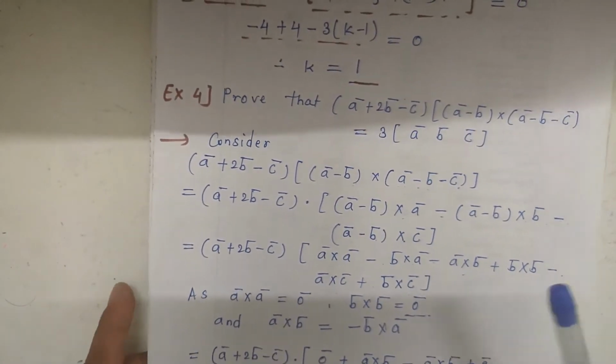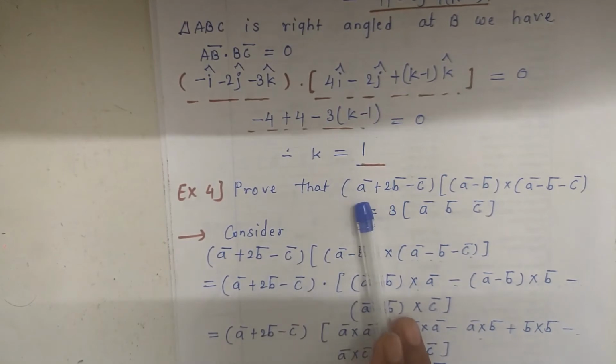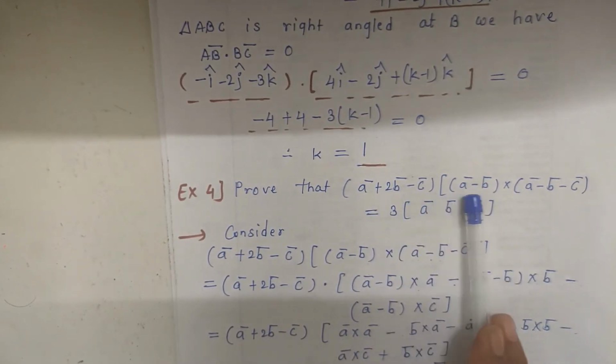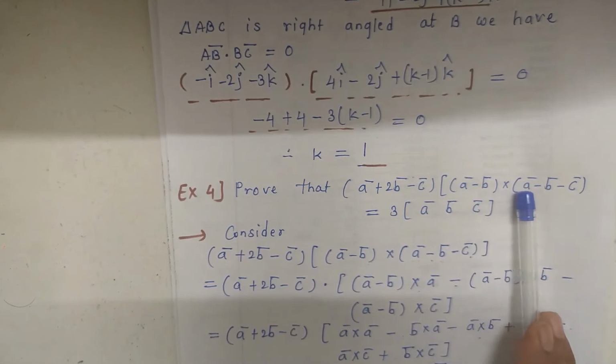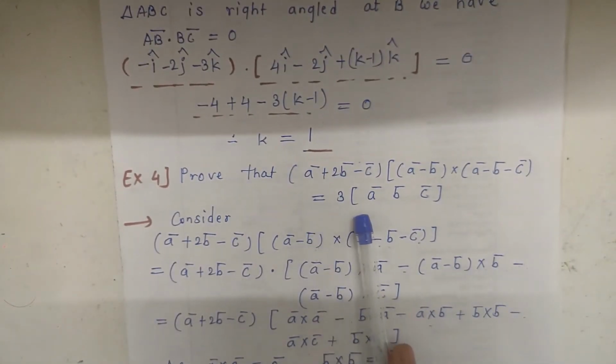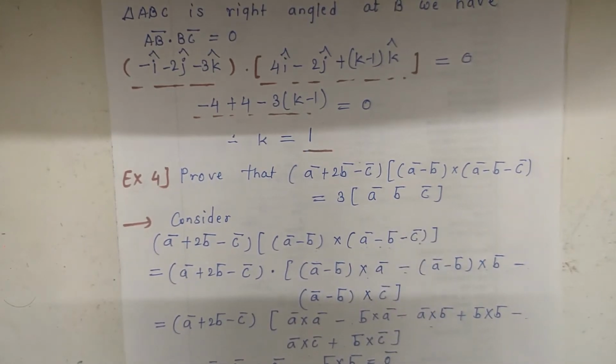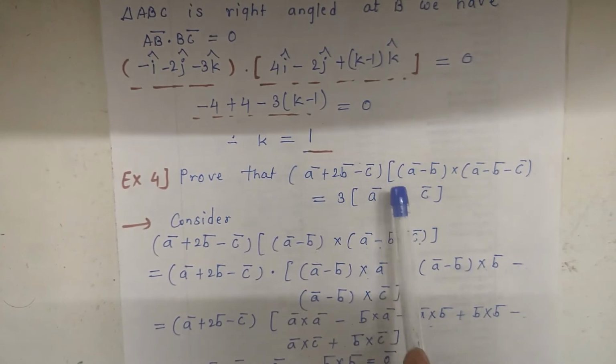Now let's see the next example, example number 4. Prove that a bar plus 2b bar minus c bar, into the second bracket, a bar minus b bar cross a bar minus b bar minus c bar, is equal to 3 times the box product of a bar, b bar, c bar. Here we have to prove that LHS is equal to RHS.